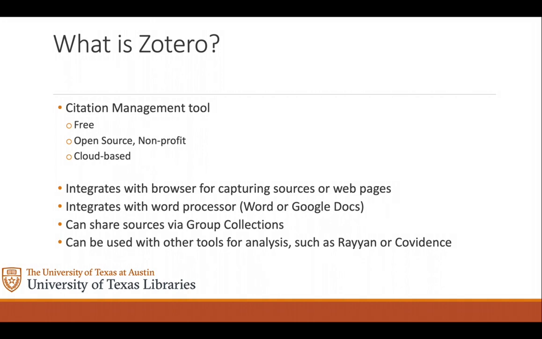If you have your citations in another tool and you want to switch to Zotero, this is possible. If you search Google on how to do this, you'll see it involves exporting your library and saving it as a RIS file, but we'll talk more about that later.